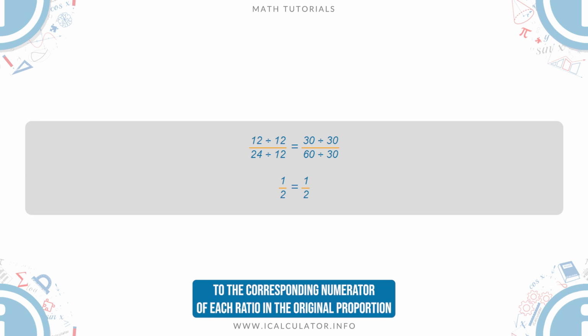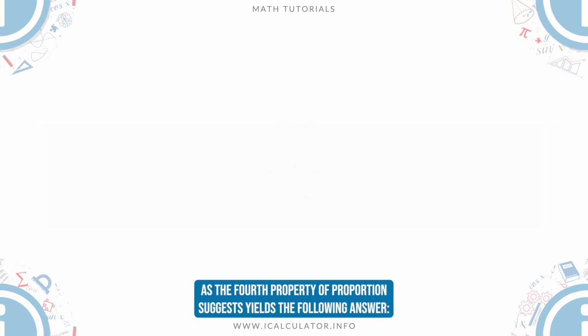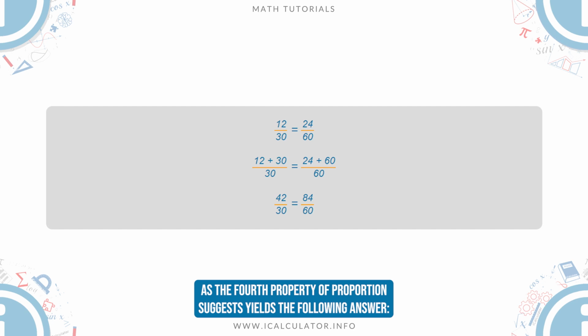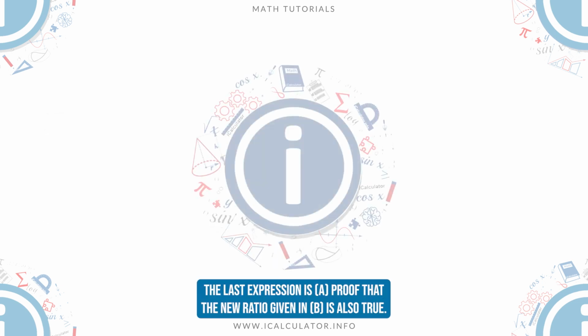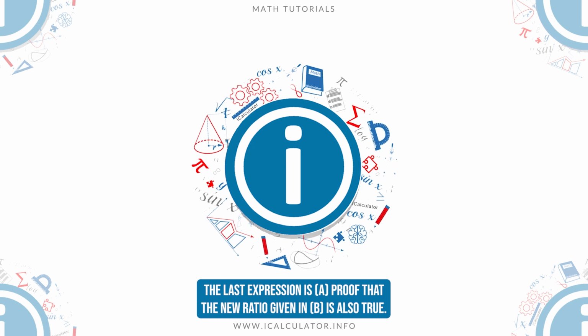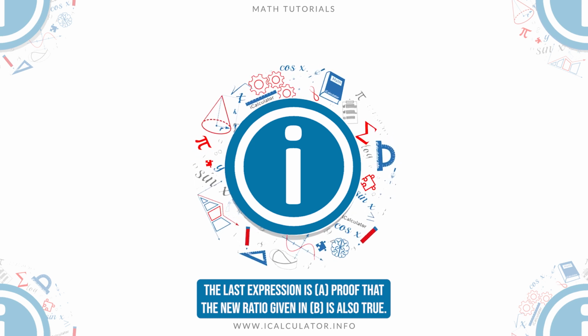Adding the denominators to the corresponding numerator of each ratio in the original proportion, as the fourth property of proportion suggests, yields the following answer. Applying the second property of ratios yields the following. The last expression is a proof that the new ratio given in B is also true.